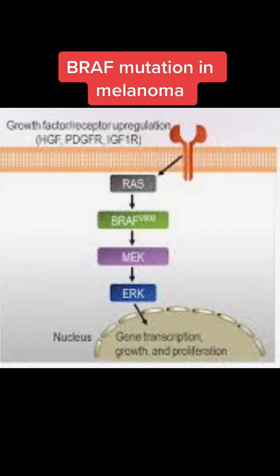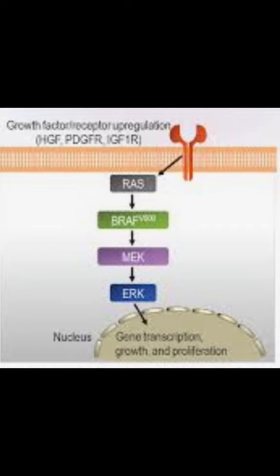As you can see in this pathway, we have several genes. We have the RAS, and then BRAF, and then MEK, and then ERK. And the downstream signaling will go to the nucleus, and it just tells our cell to proliferate, and it helps us grow.